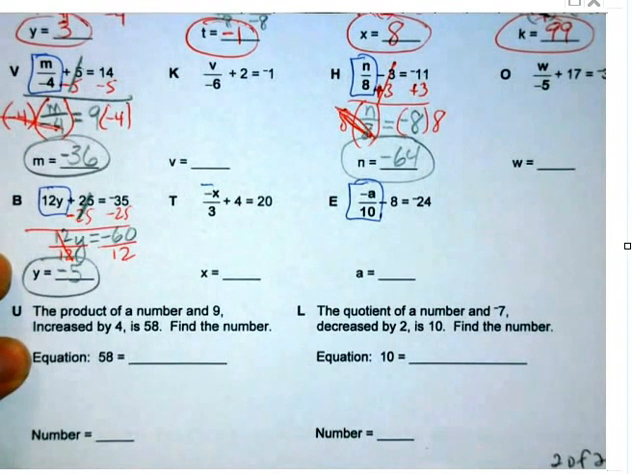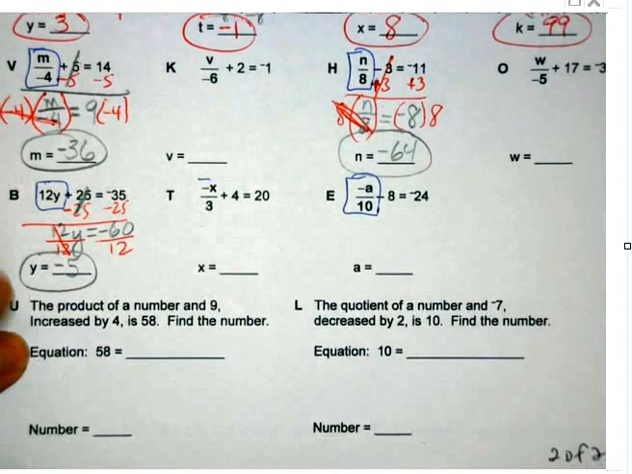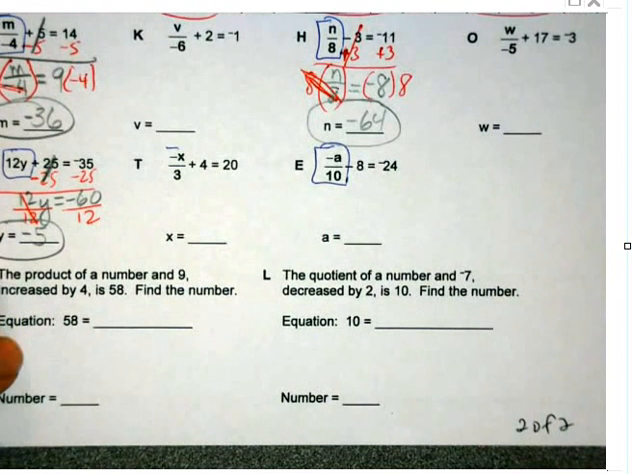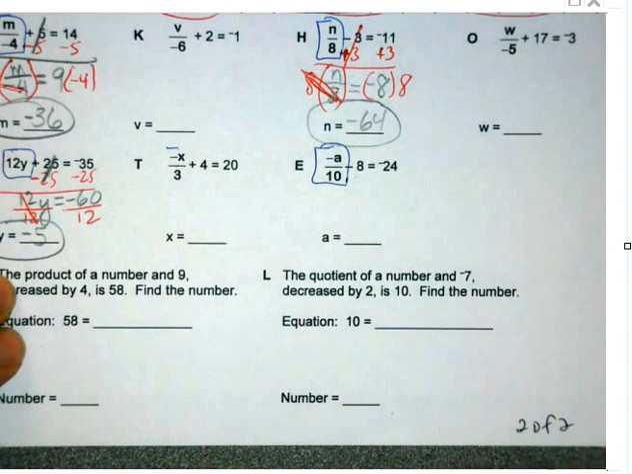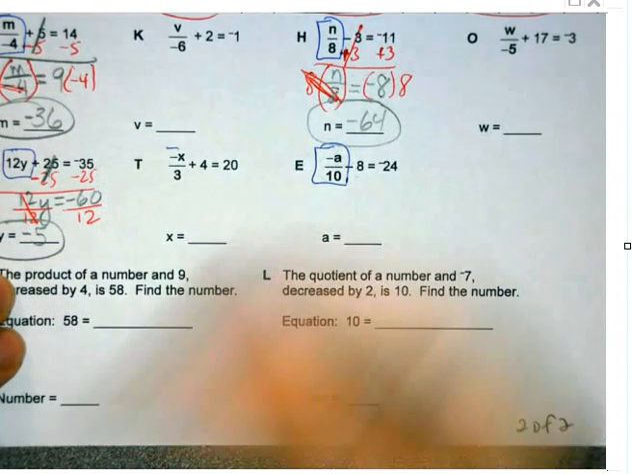Yes, ma'am. The multiply to get there? Okay, well good. We got one more of them anyway. So E, how do I get rid of the minus 8? I add it, okay?